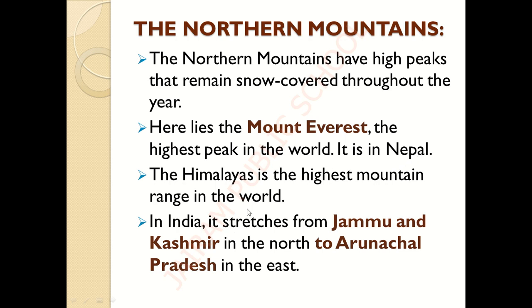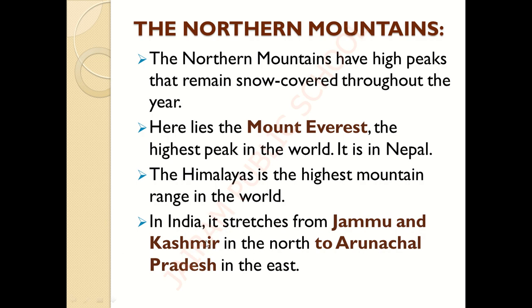And the next is, when comparing the mountain ranges in the world, there are many continuous mountain ranges. Compared to those ranges, the Himalayas is the highest mountain range in the world. So know the difference. Mount Everest is the highest peak in the world, whereas the Himalayas is the highest mountain range in the world. So there is a difference between these two.